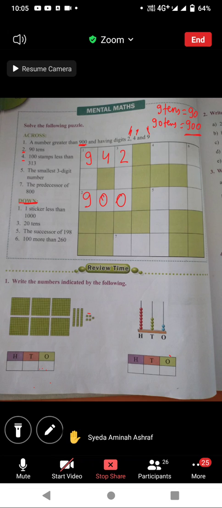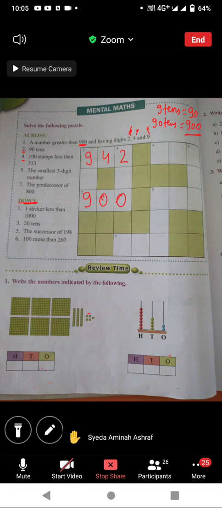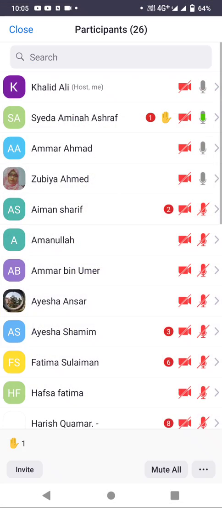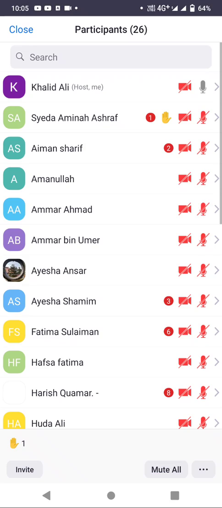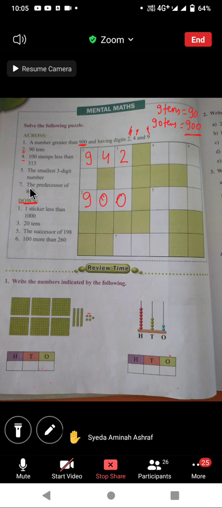Which one, beta? Which one? So what we do is, here we first have to find 100 less than 313. So here we have to subtract 1 from the 100 place, not from the tens place.